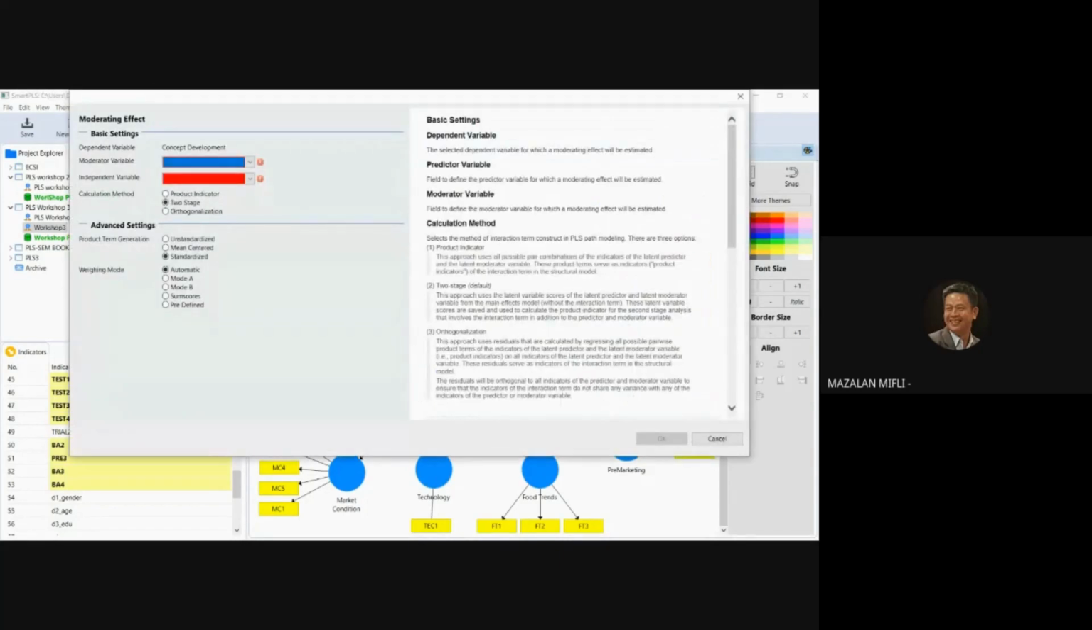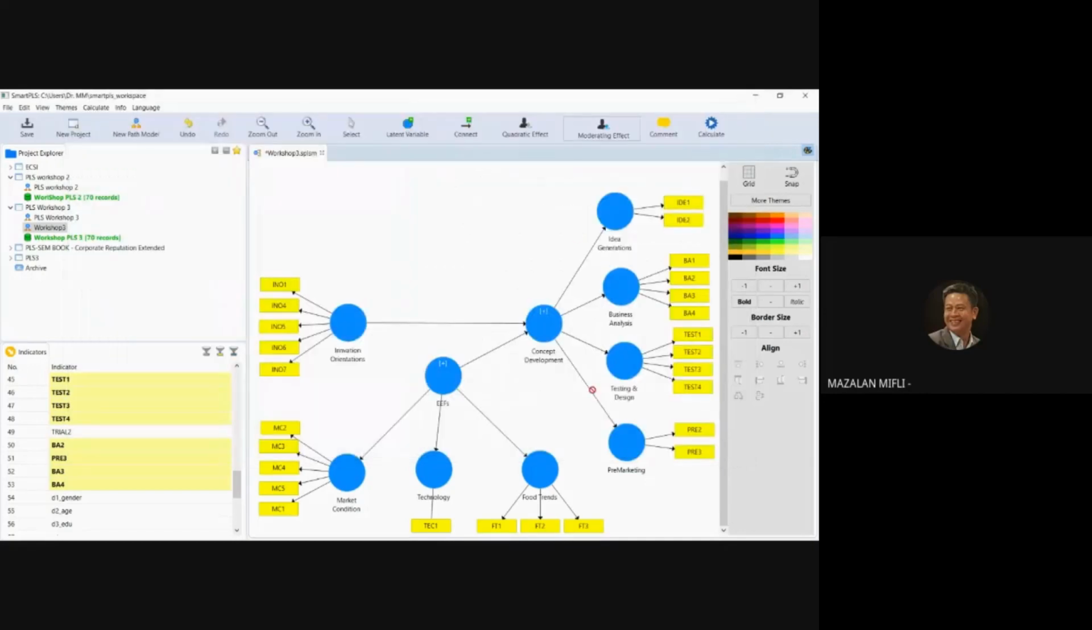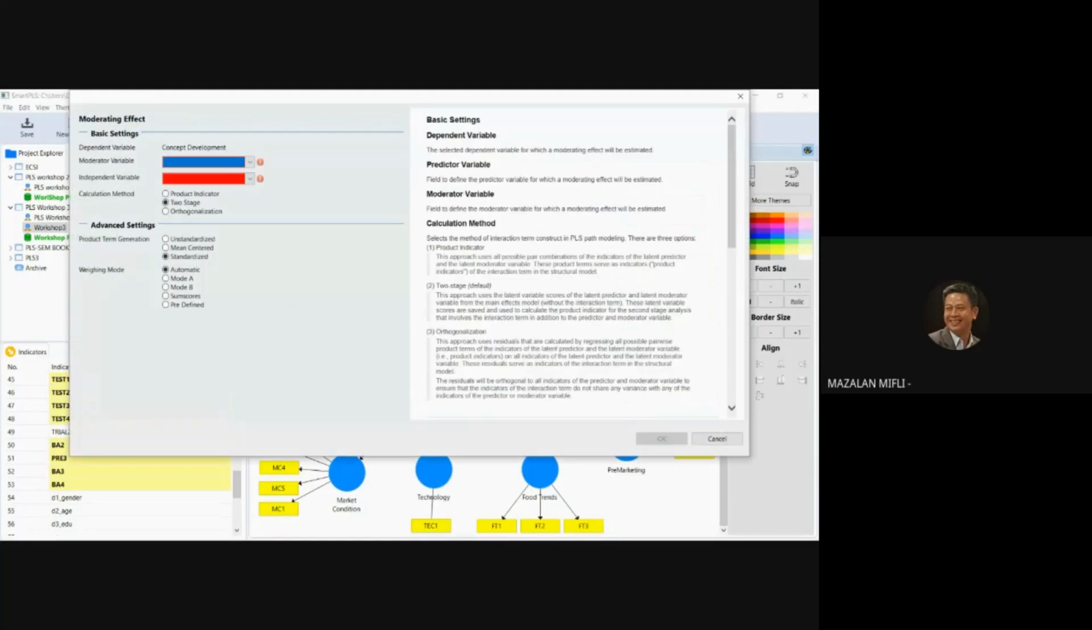Okay, just click here, and then you can see the green one. This is your DV, so you click there. We know the DV, we have this concept development, and then what are your moderators? You put the moderators here, there you go, and then your innovations here. So it's quite straightforward. And then we have these calculation methods. Which one are you actually looking at?